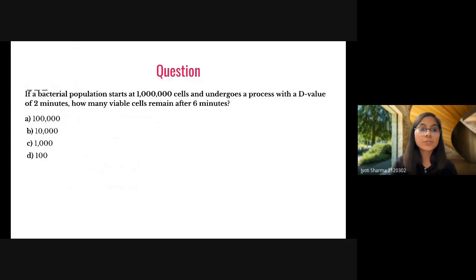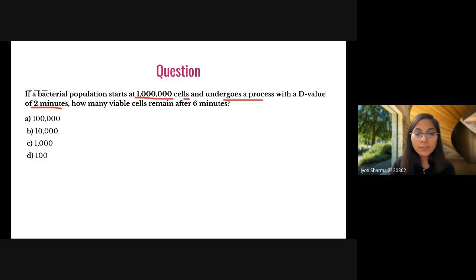So the next question is, if a bacterial population starts with, I think 1 million cells, this is not 1 million, this is 10 million I think. So 10 million cells undergo a process with a D value of 2 minutes. So it means one log of the bacterial cells is reduced, and this is taking 2 minutes. How many viable cells remain after 6 minutes?